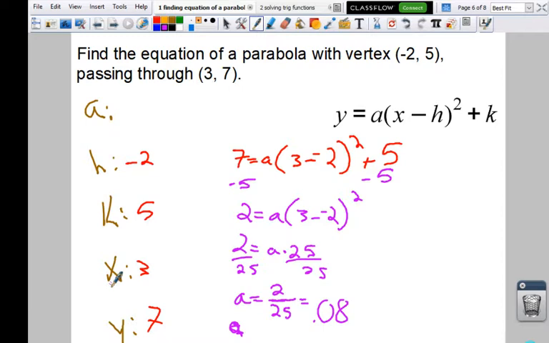And then let's finish it off because we're not actually done yet. We got to make our actual equation. So we're going to go y equals.